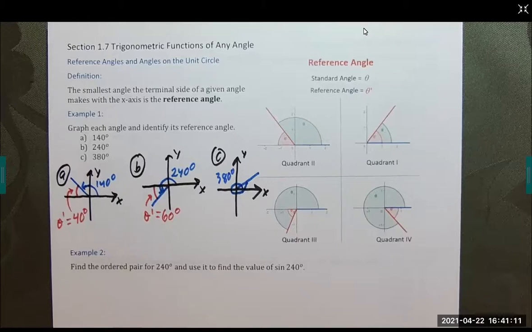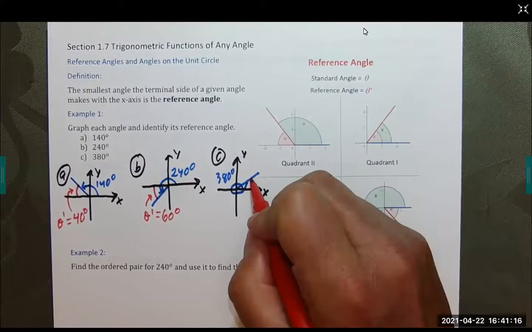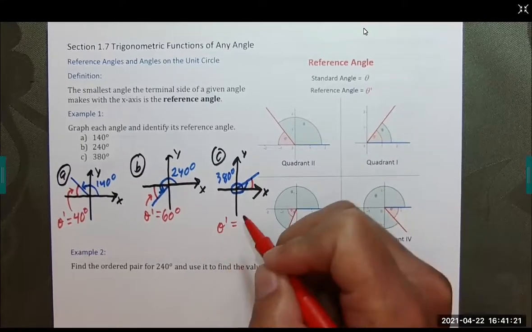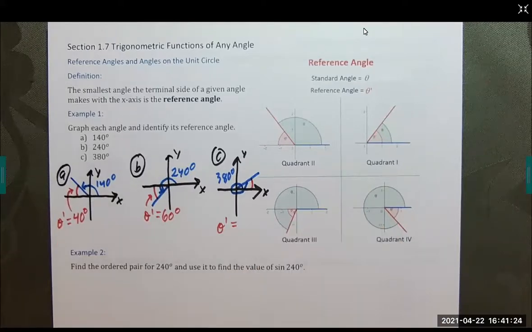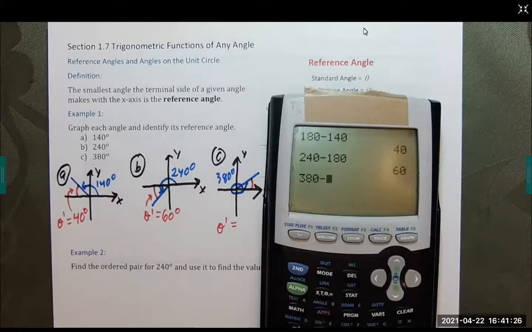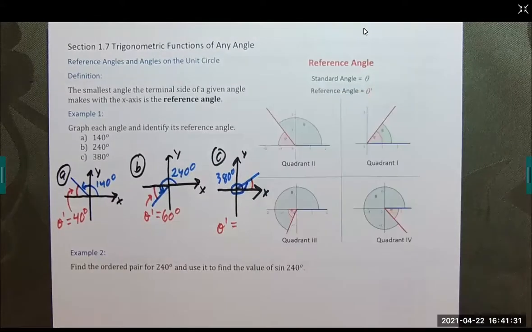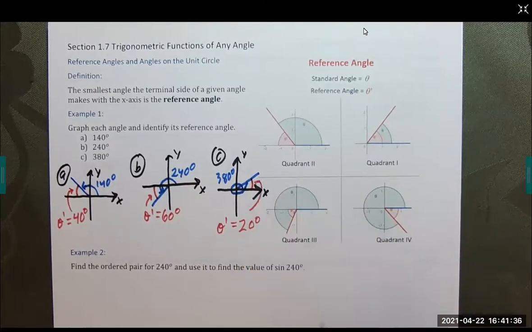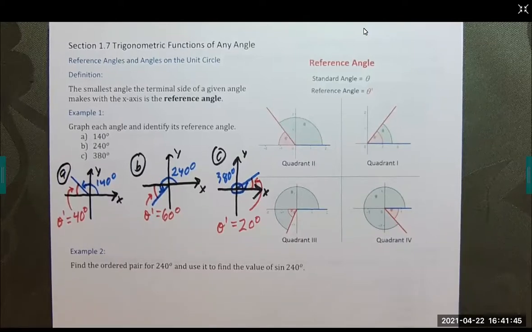And the reference angle is going to be this angle right here. So theta prime. I'm just going to take 380 and subtract 360. That's going to give me a reference angle of 20 degrees. So it's not too hard to find. You just have to visualize it in your head, know what quadrant you're in and everything. All right, let's do another example.